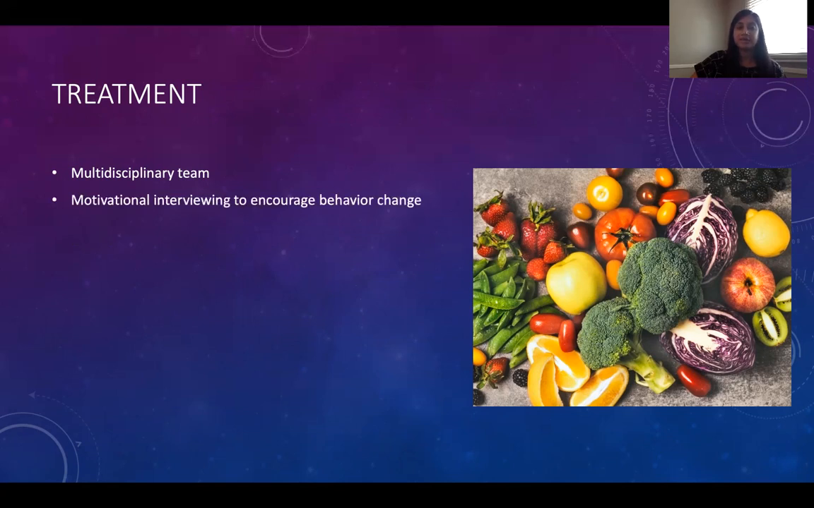Motivational interviewing is also very important. You can talk a patient's ear off about how they need to lose weight, how they need to be healthier, but until they are motivated to make any changes, it's really not going to be successful for them.